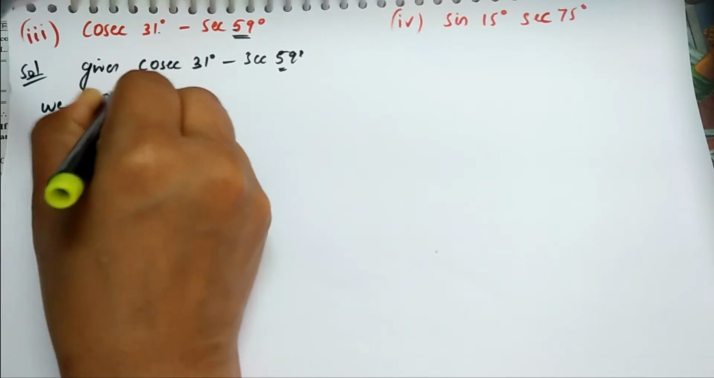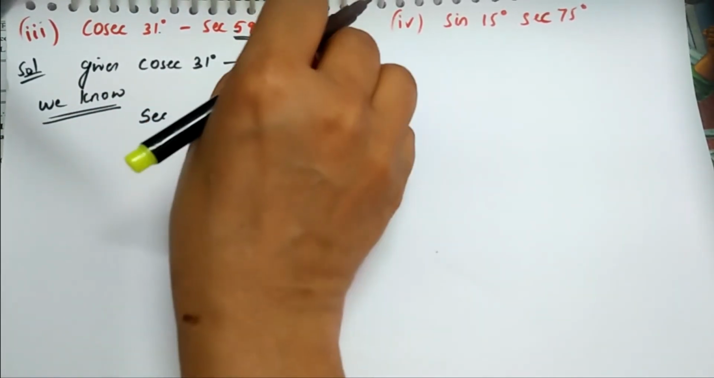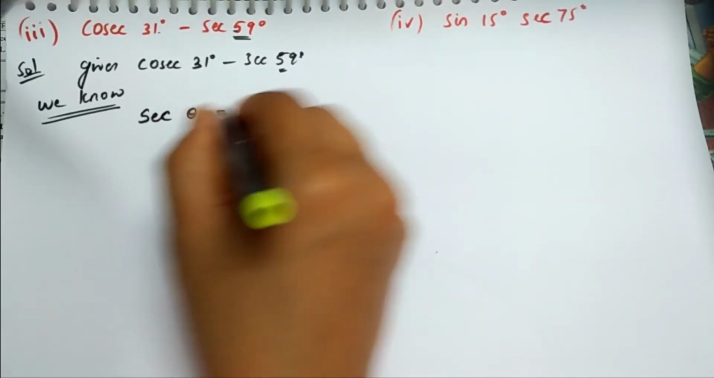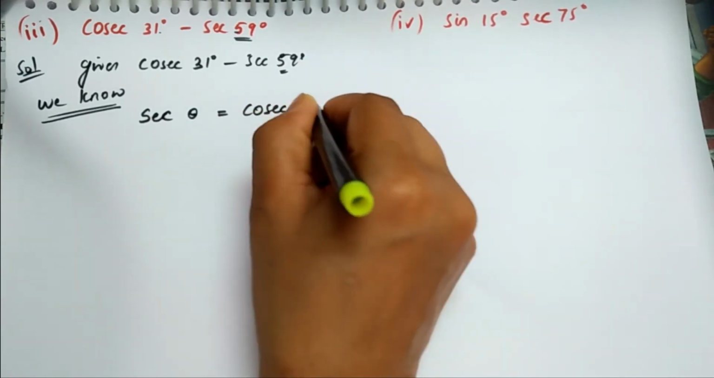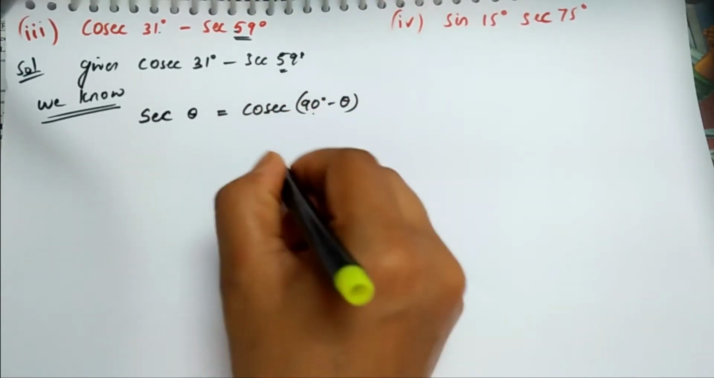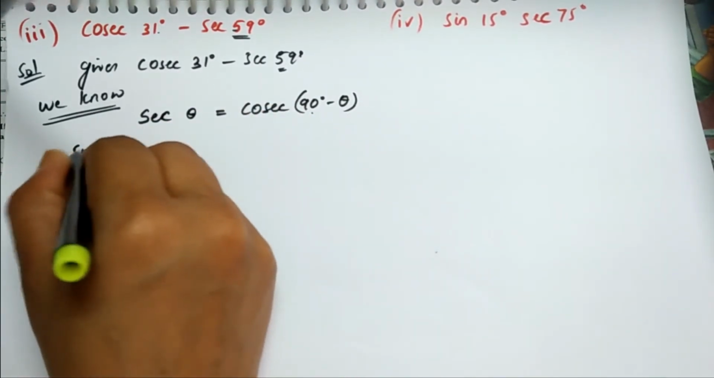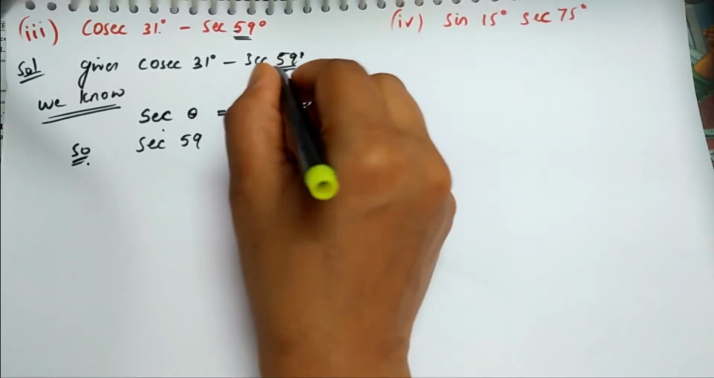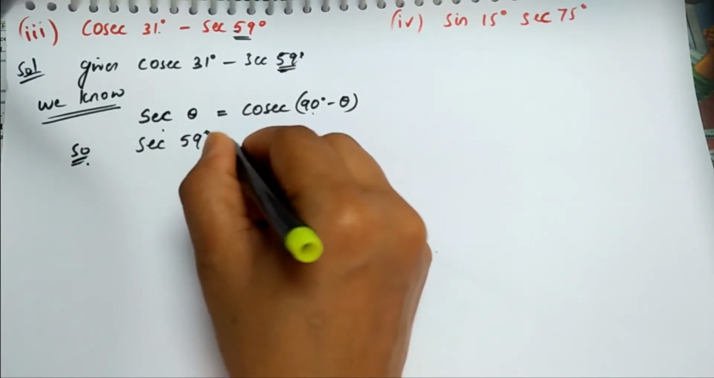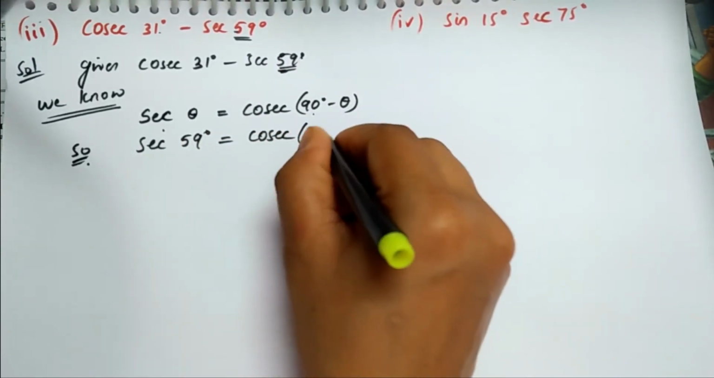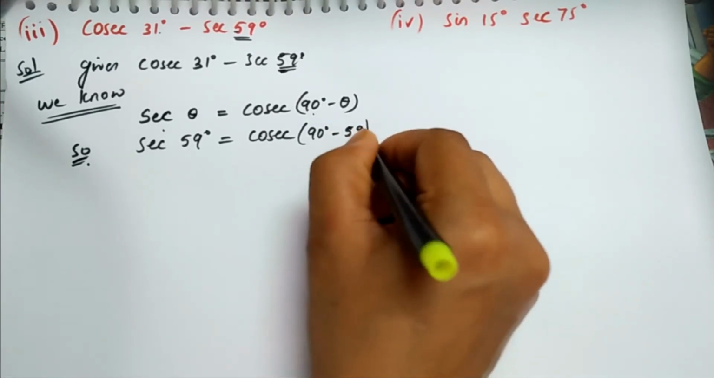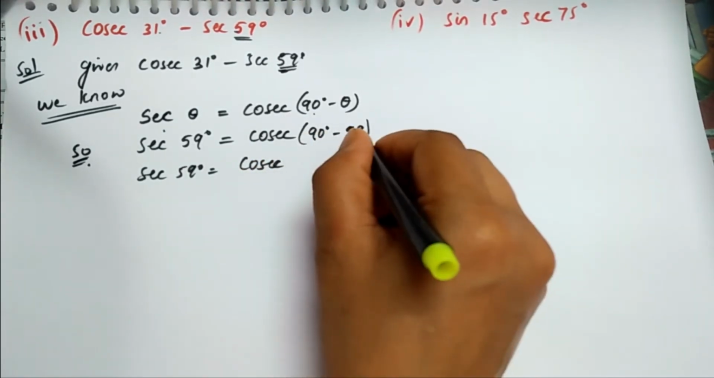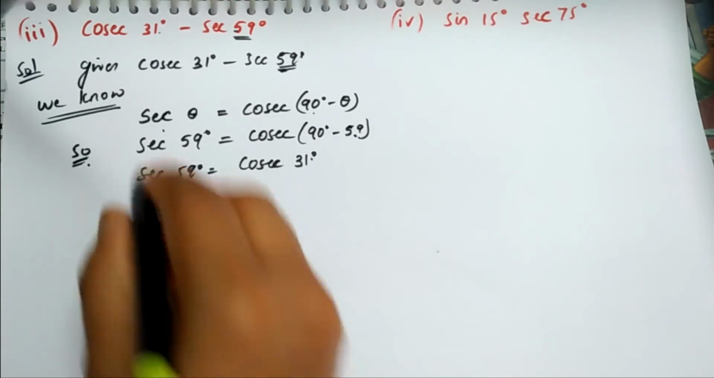We know that we are taking this highest value because secant theta is nothing but cosecant(90 degrees minus theta). This is the formula. Now what is secant 59? We are just substituting the given angle instead of theta. Secant 59 is nothing but cosecant(90 degrees minus 59), and 90 minus 59 is 31 degrees. We got this value.